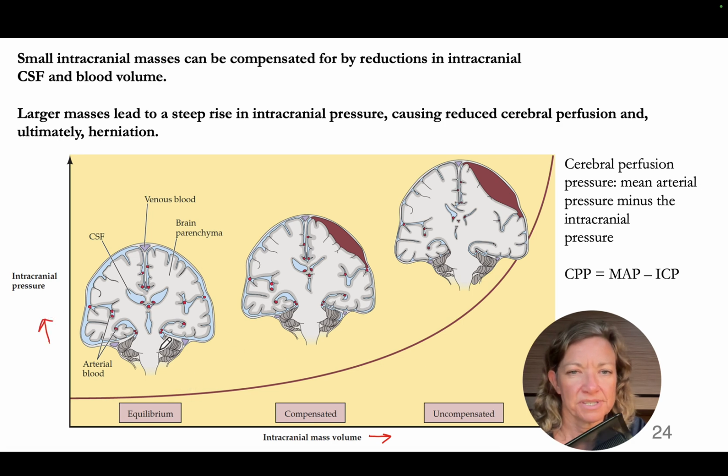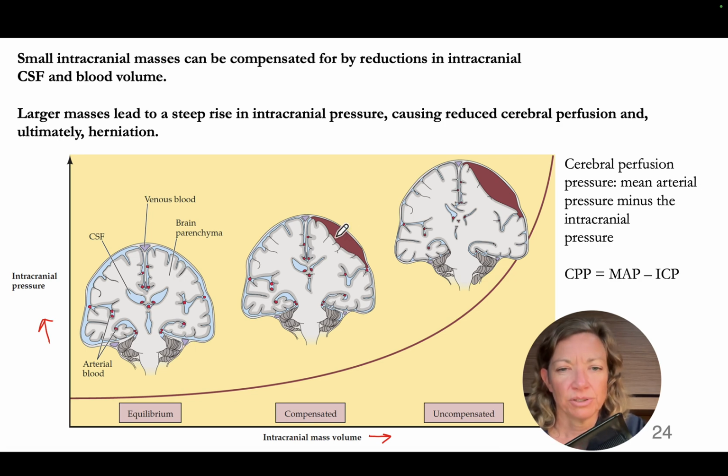And here in this coronal schematic, we can see that in the normal case, at equilibrium, without the presence of a hematoma or another mass, we've got nice full arterial cerebral vessels full of arterial blood. We've got the ventricles of normal size full of CSF, and the brain parenchyma or soft tissue looks normal. The geometry or anatomy is normal. Everything's in the place we expect it to be.